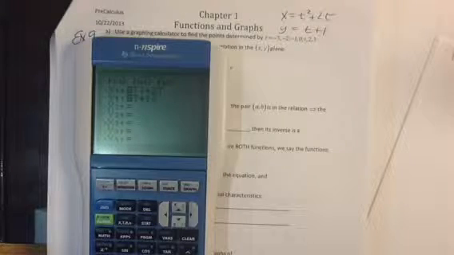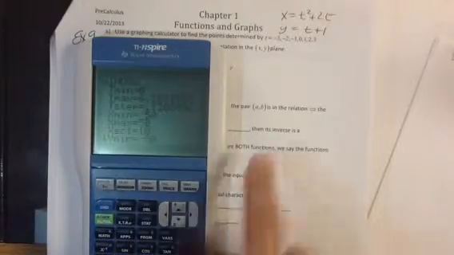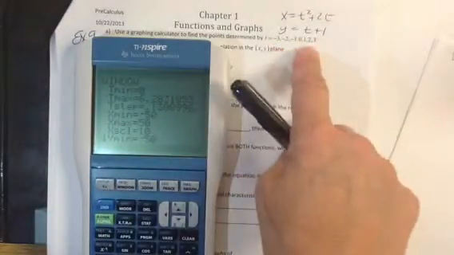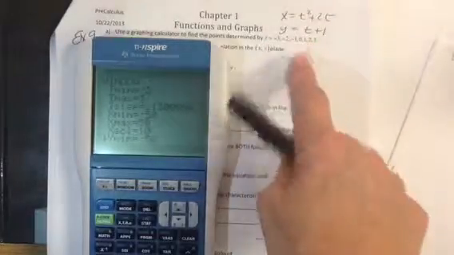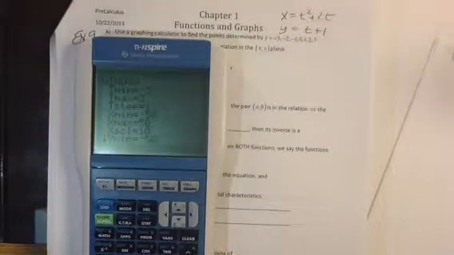Then I'm going to go down one to the y and put t plus 1. Now I'm going to go to my window. According to this, I only want t from negative 3 to 3, and my t-step is in integers, so I'm going to go up by ones. For the rest of my window, I'm going to use a normal window with a scale of 1. I don't want to have to sit here and figure out where that goes. Let's see how this looks.